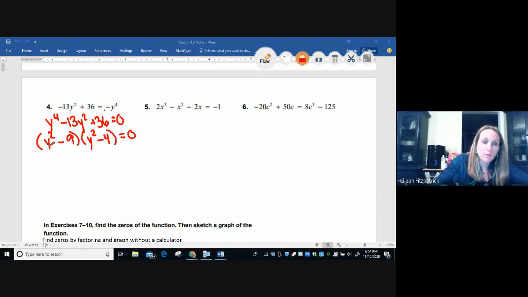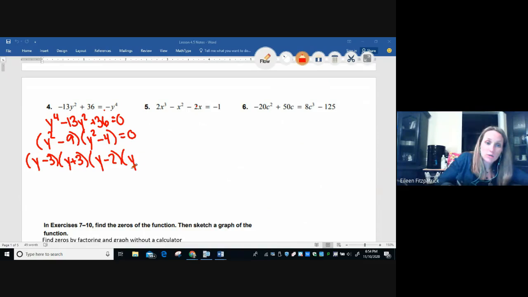Look inside the parentheses. There's only two terms. The only way to factor two terms is if it is a difference of squares, difference of cubes, or sum of cubes. This is a difference of squares, and so is this one. So they both factor further. You're going to have y minus 3, y plus 3. Then you're going to have y minus 2, y plus 2. Hopefully you guys are remembering your factoring skills from Algebra 1.